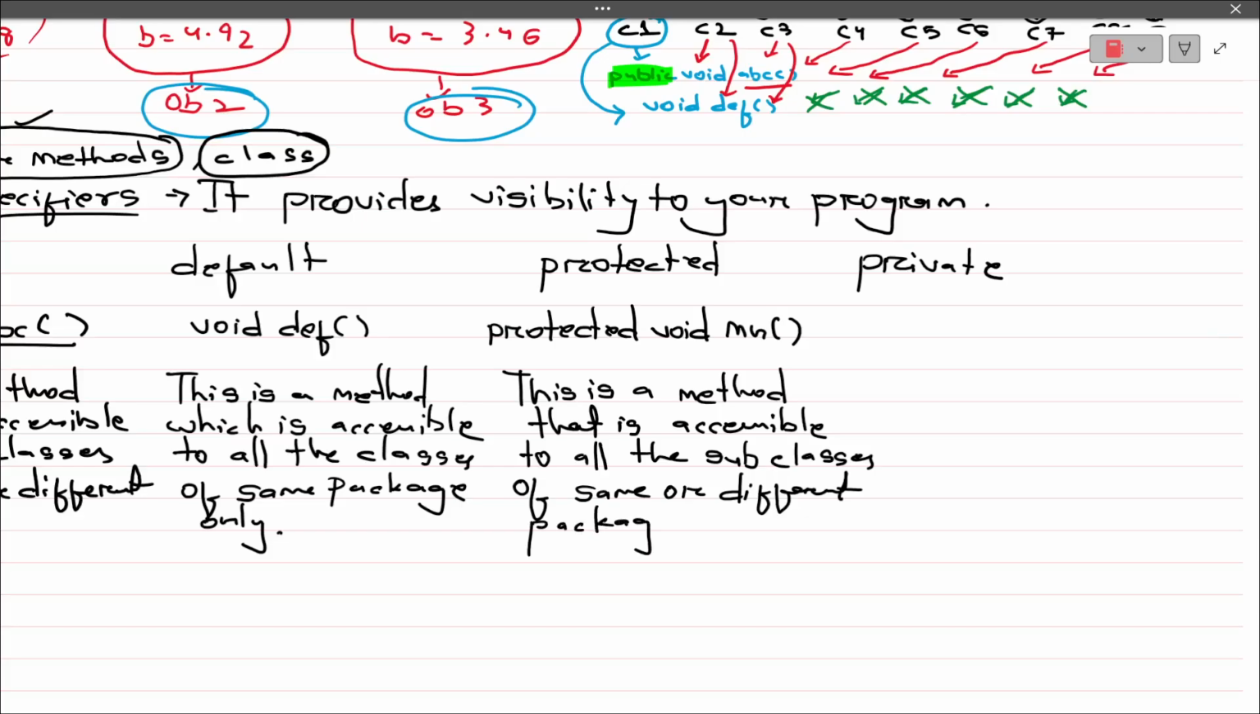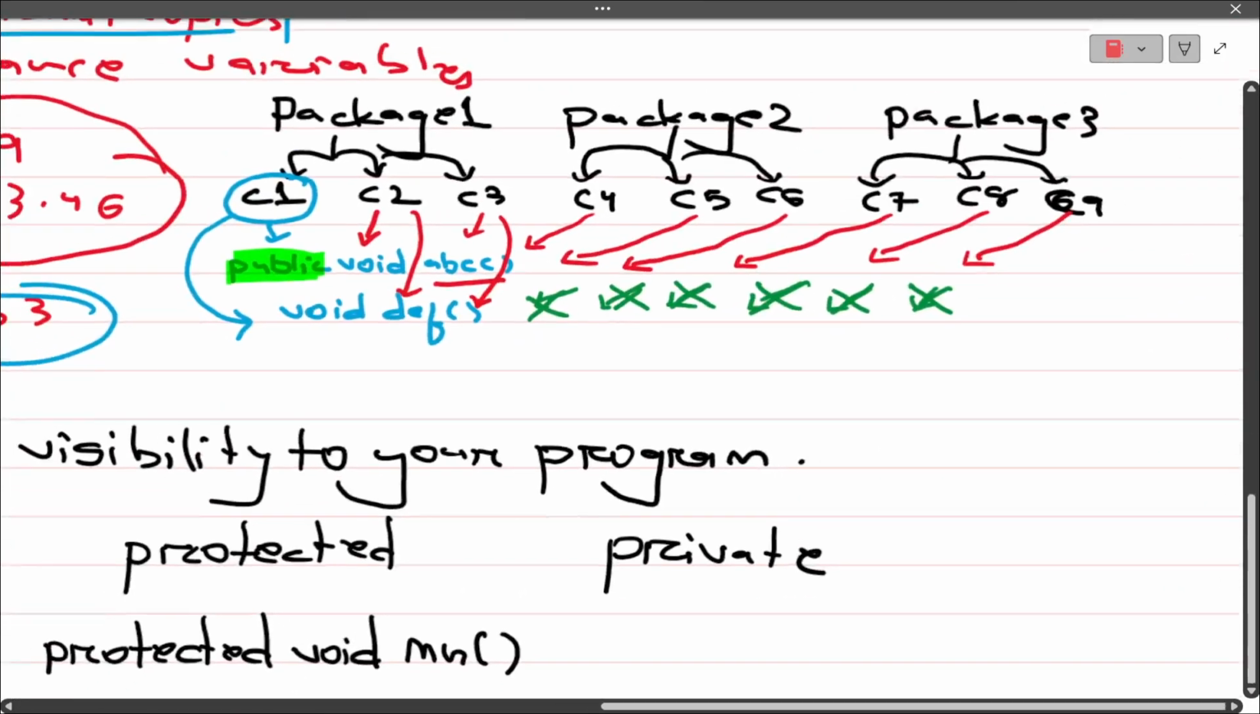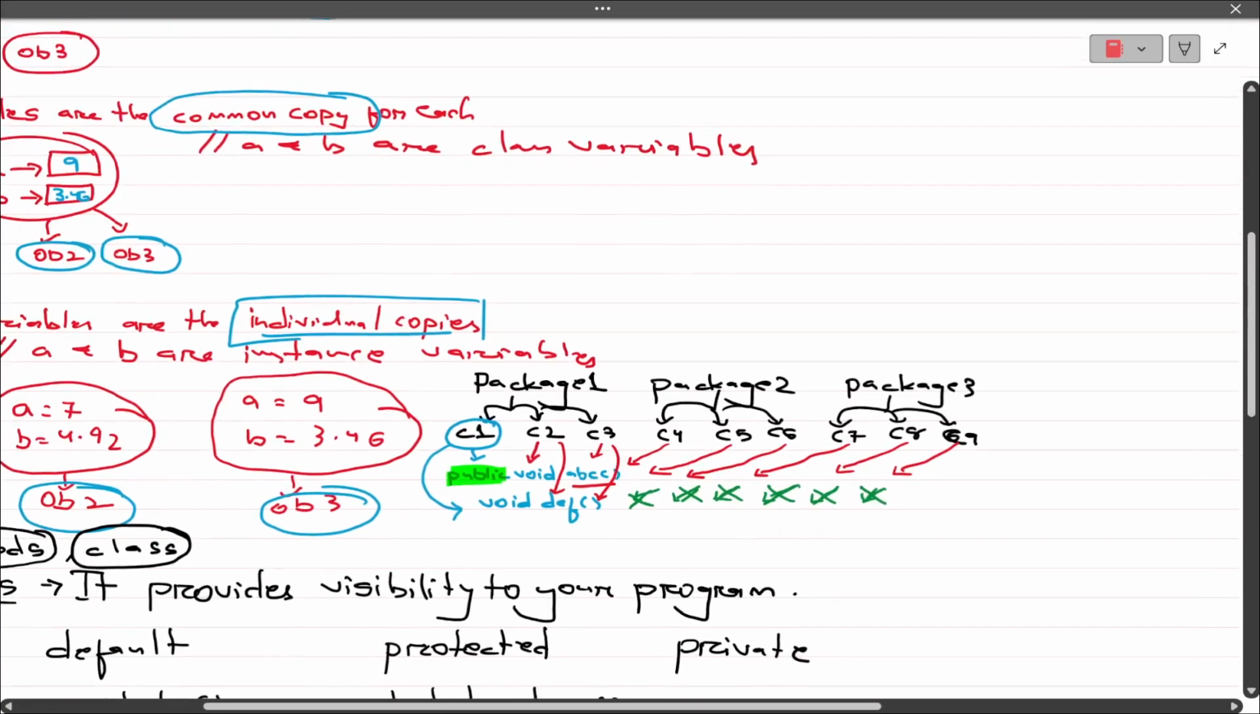Different package. So what does this mean about this protected? If we look at this, this protected is very important, so it cannot be explained here. I need to take a different place to explain this. Yeah, let me talk about the protected.